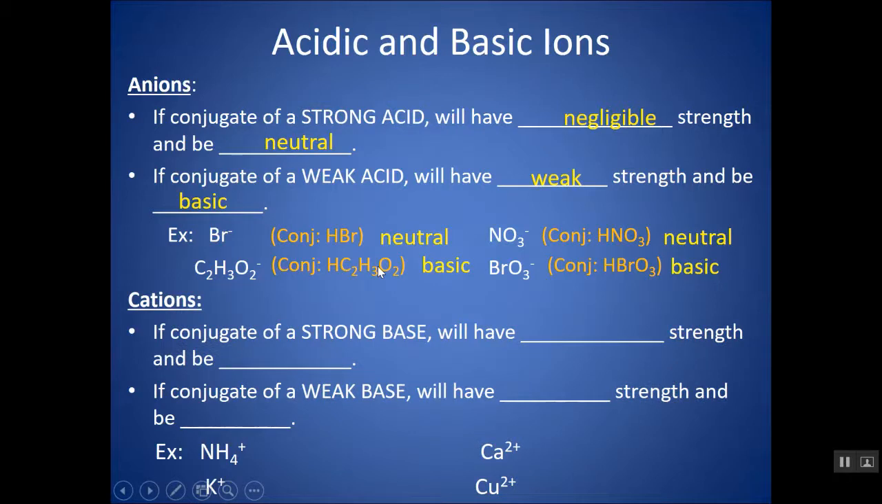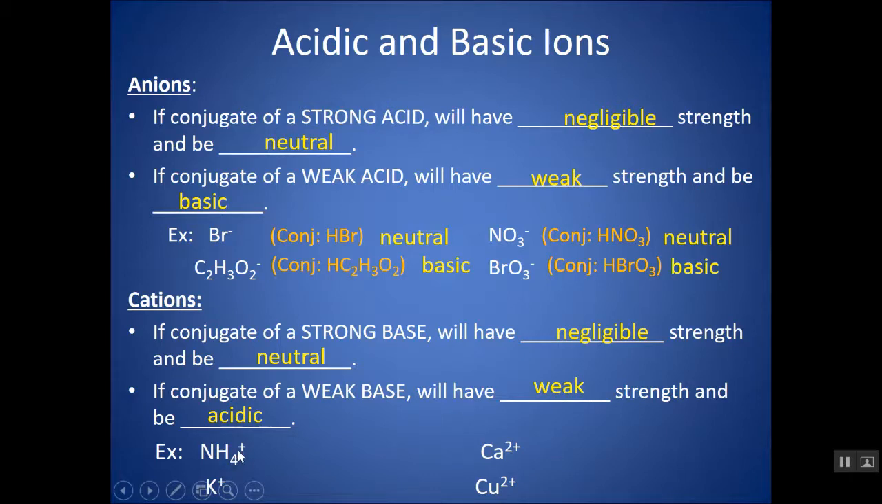Now cations are going to be essentially the opposite. So the cation, its conjugate would be a base. If it's a conjugate of a strong base, that cation is going to have negligible strength and be neutral. Just like the same reasoning as the acid. If you have a very large Kb for a base, its conjugate ion is going to have negligible strength. If it's the conjugate of a weak base, it will have weak strength, and that cation would be acidic. Take a moment and try this example, and then check your work.